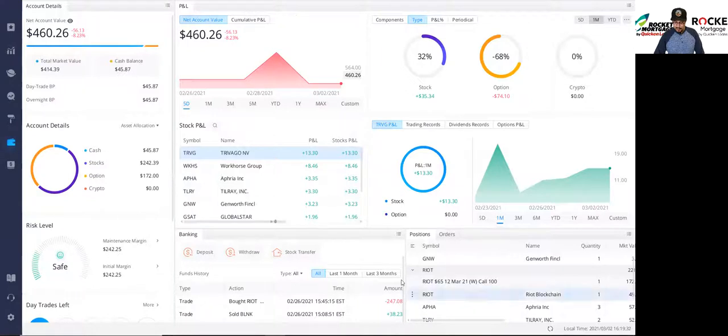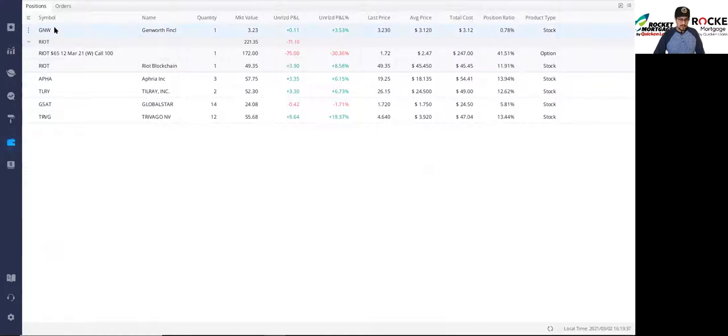So this is pretty much what I did. This is my current portfolio. Let me maximize all my positions. So I do have GNW.